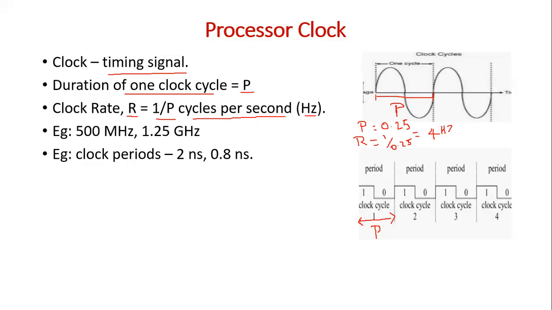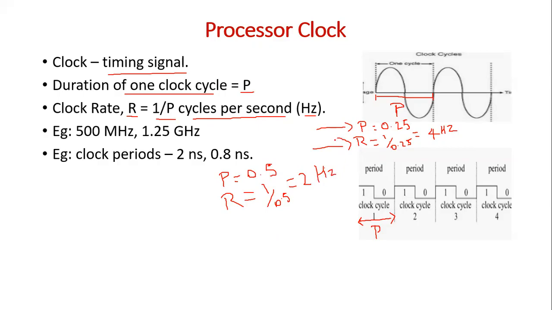So in this case, if P is equal to 0.25, then the clock rate is 4 hertz. If P is equal to 0.5, then the clock rate R will be equal to 1 by 0.5, which is nothing but 2 hertz. So this is how the clock rate is calculated.